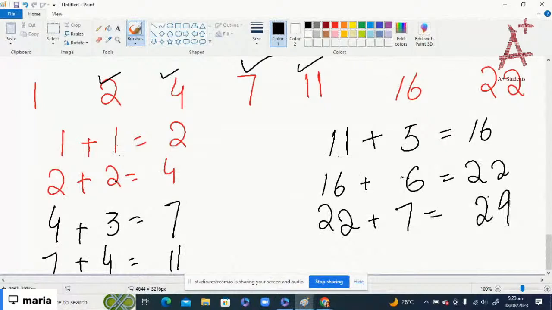I'm going to repeat this question. Here are the different numbers: 1, 2, 4, 7, 11, 16, and 22. We're going to find the pattern first and then also write the next number.